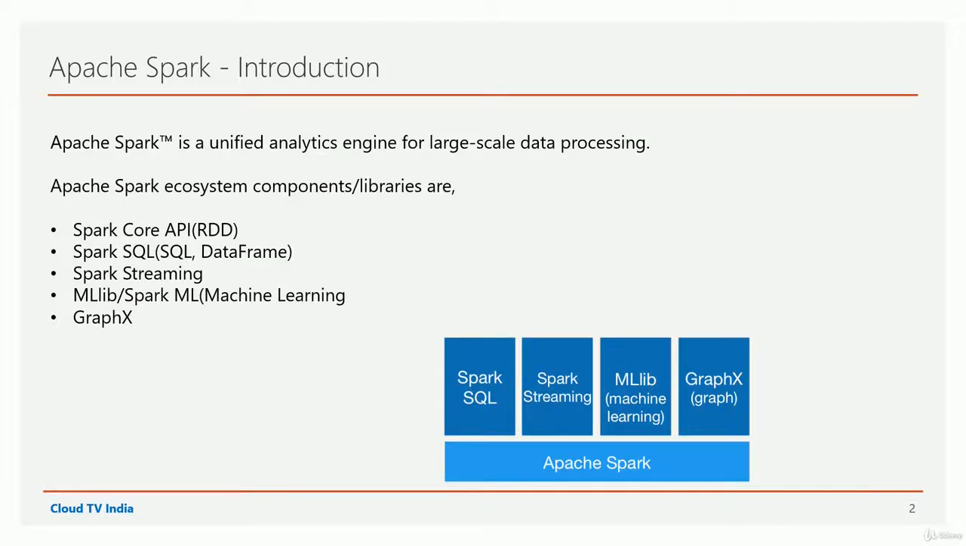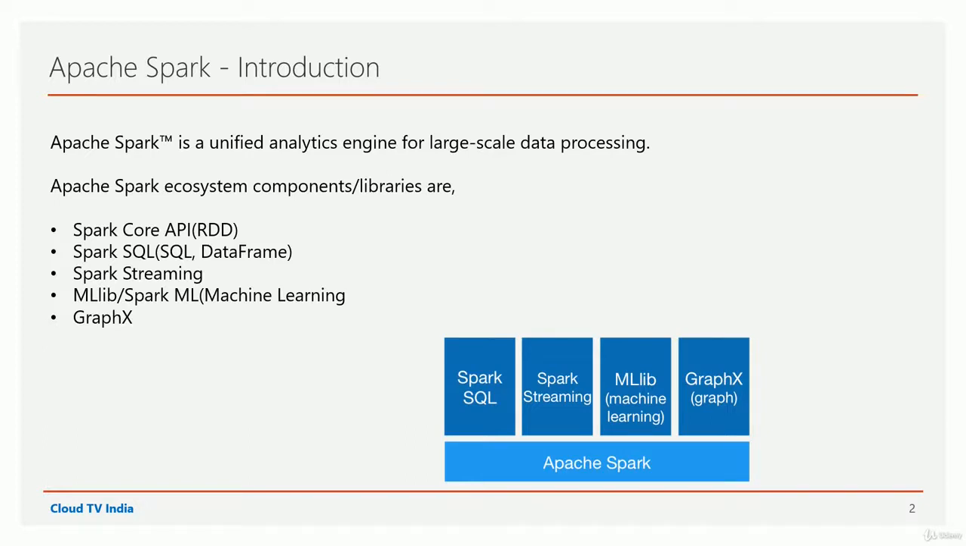Okay, Apache Spark. So for people who are very new to Spark: Apache Spark is a unified engine for large scale data processing. It means that before one decade, there was no solution for processing large amounts of data, like big data. We call it big data, right?